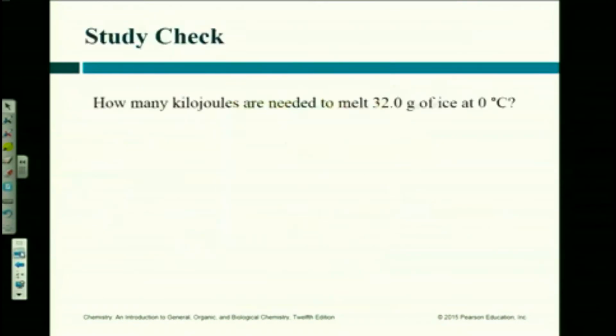So here's a question. How many kilojoules are needed to melt 32 grams of ice at 0 degrees C? I'll give you the equation again. Heat equals mass.